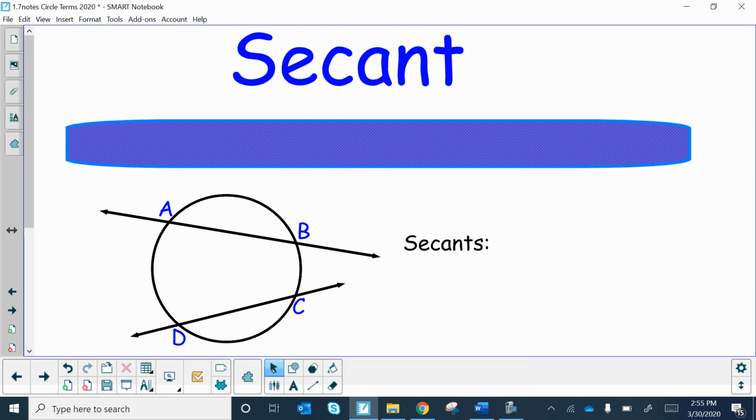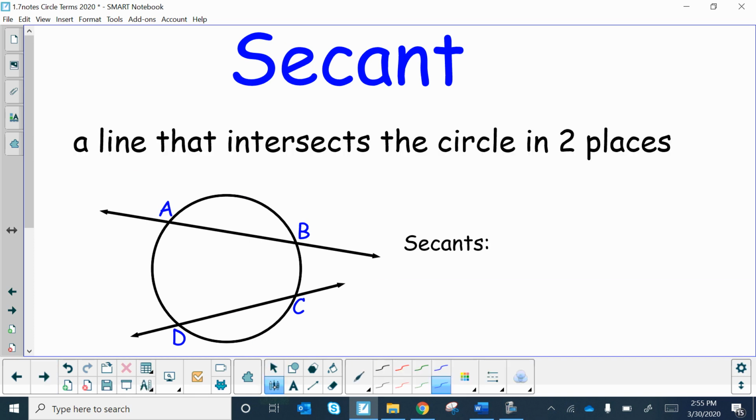The next term is secant. Secant is a line, so another line again. So I'm going to highlight the word line because you have to use the correct symbol. And it intersects the circle in two places. So that's the big difference from a secant and a tangent. So we have two secants here. We have secant AB, and it goes through the circle twice, one at A, one at B. And then you have secant DC, and again, you make sure you put the arrows on those. So those are secants. They're going to enter the circle and exit the circle.